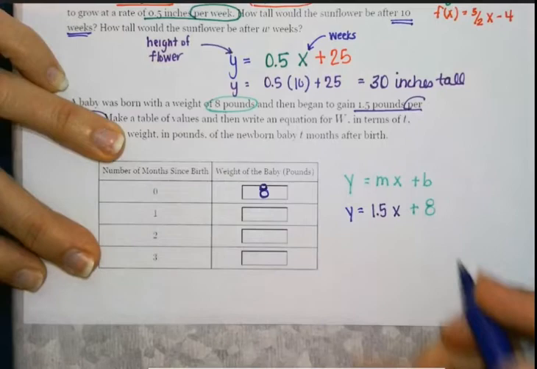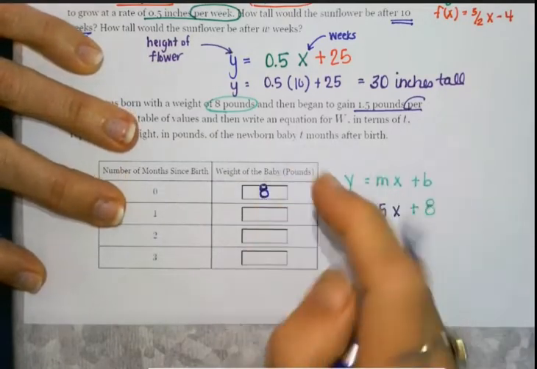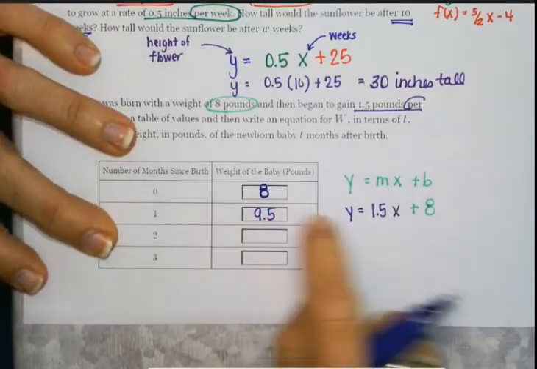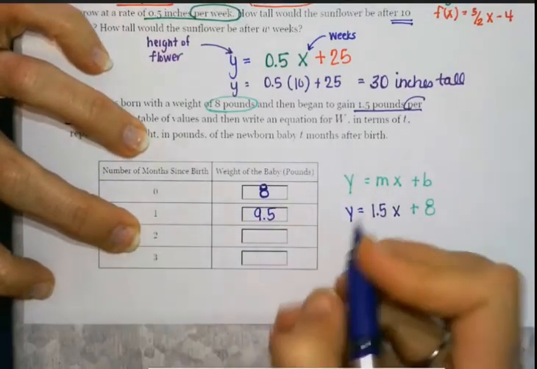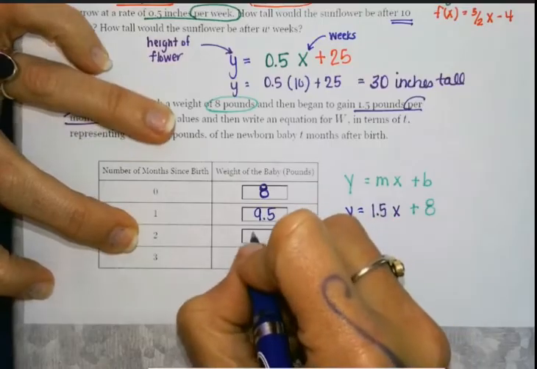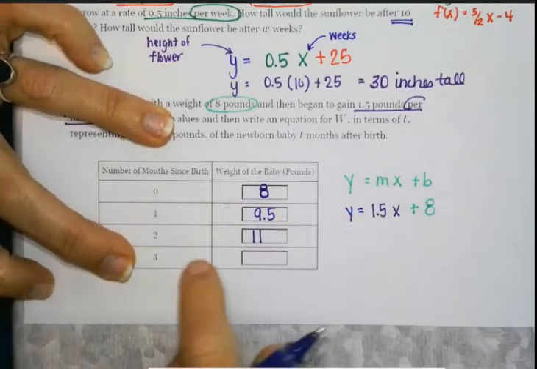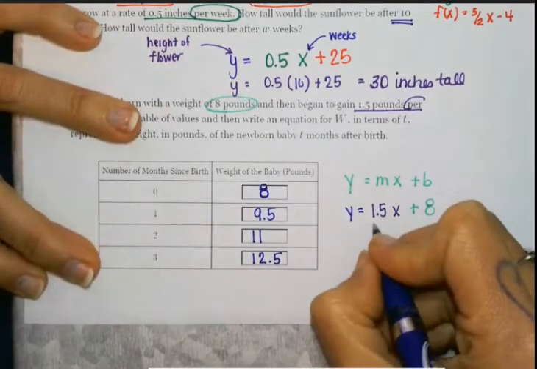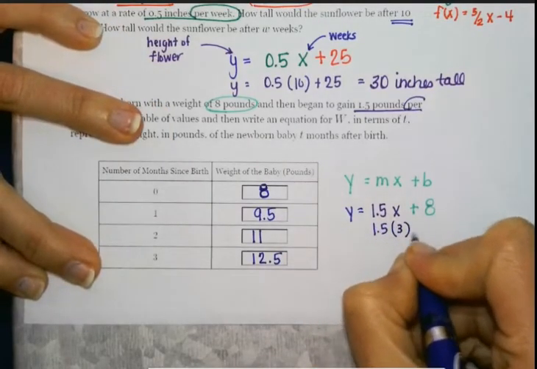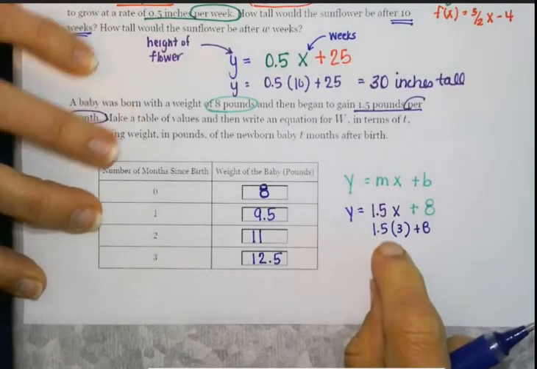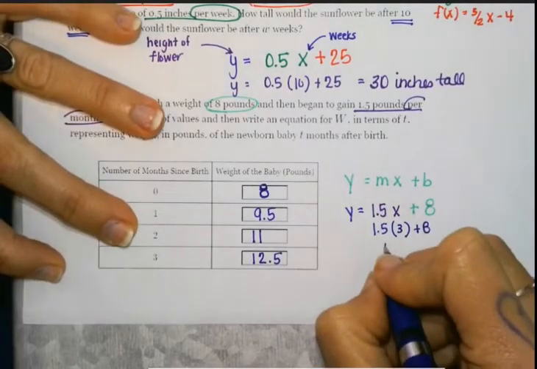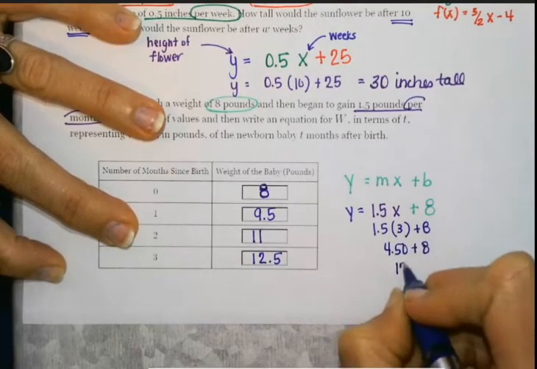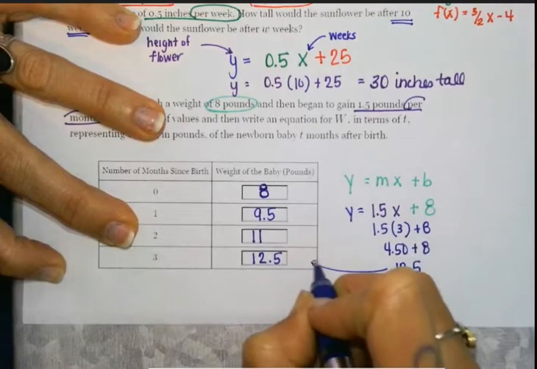You can plug these in, or just think about 8 plus 1.5. It's going to be 9.5 pounds. Add another 1.5 because that's going to be 2. And that's going to be 11. Then we're going to do it again, and that's going to be 12.5. Same thing if we were to plug this in, 1.5, and I'll just jump to 3. 1.5 times 3 is going to give me 4.5, plus 8 will give us 12.5, which is the same way.